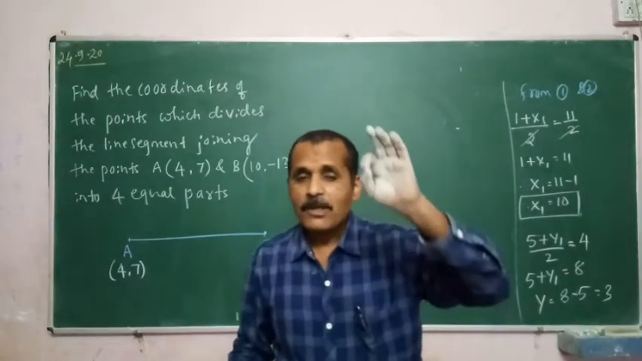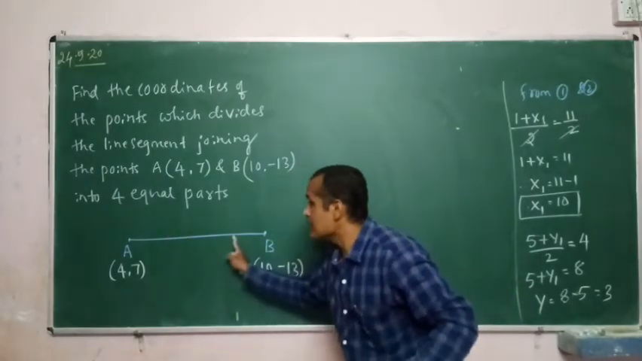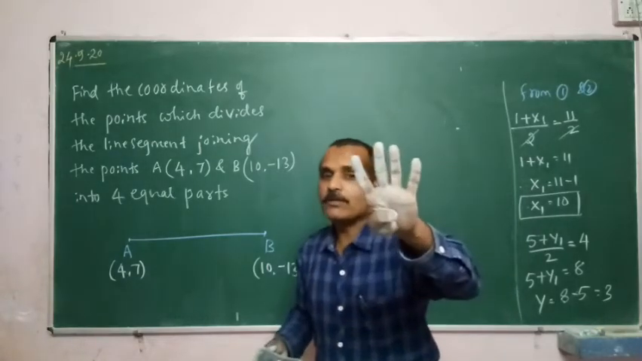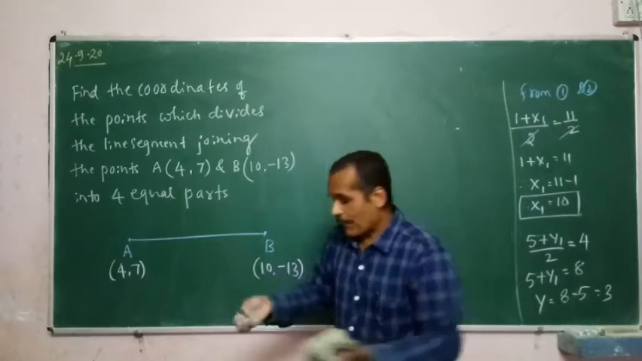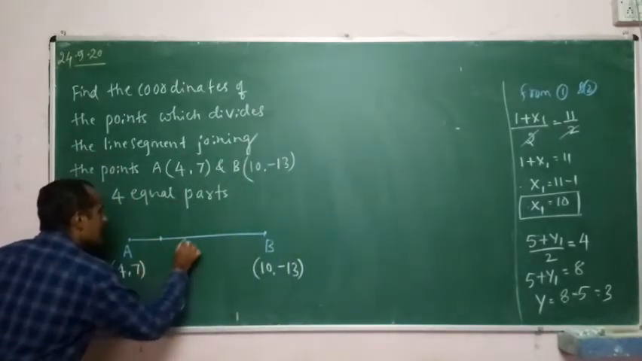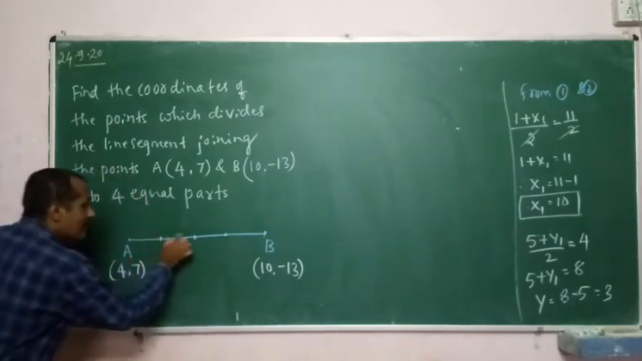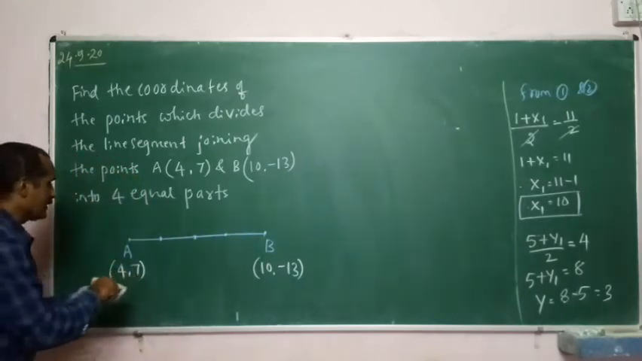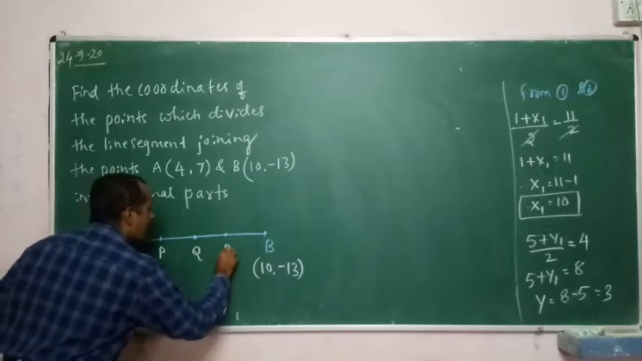My dear children, 4 equal parts means there must be 3 points. When there are 3 points, then only there will be 4 equal parts. Earlier there were only 2 points, 3 equal parts. See now. This is the first point, this is the second point, this is the third point. Then when there are 3 points, the parts will be 4. I will call them P, Q and R.